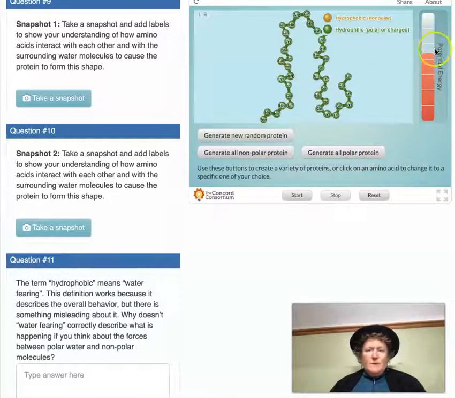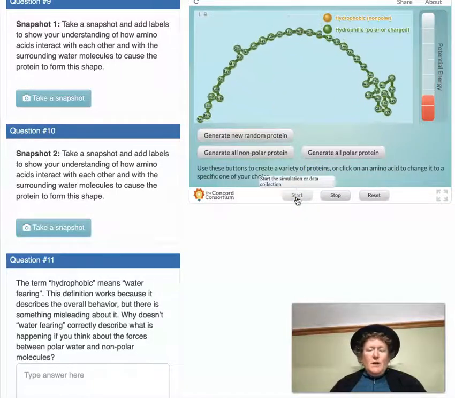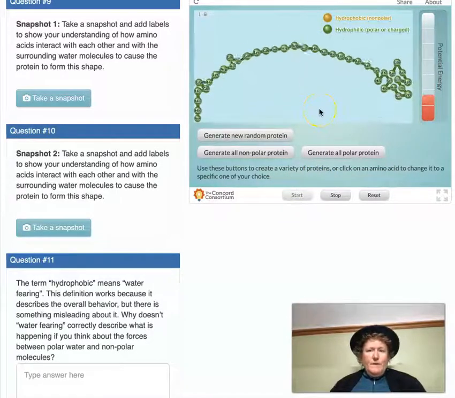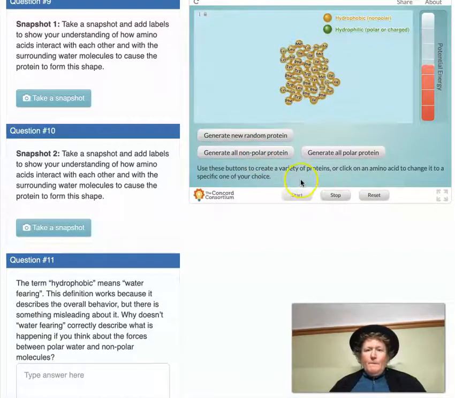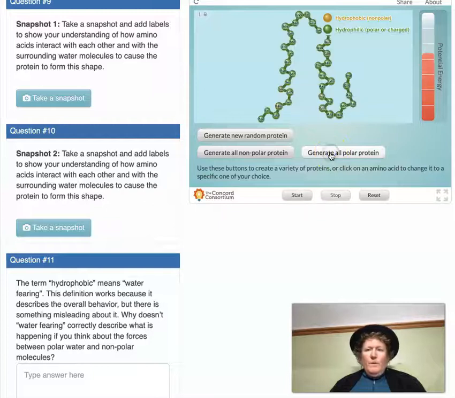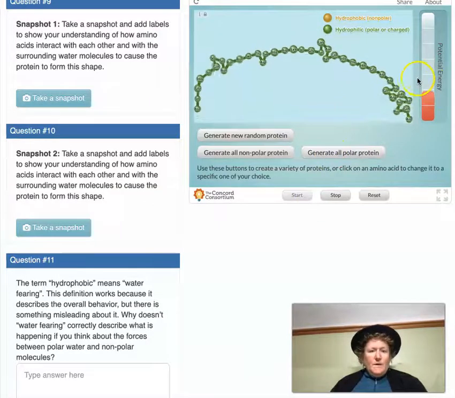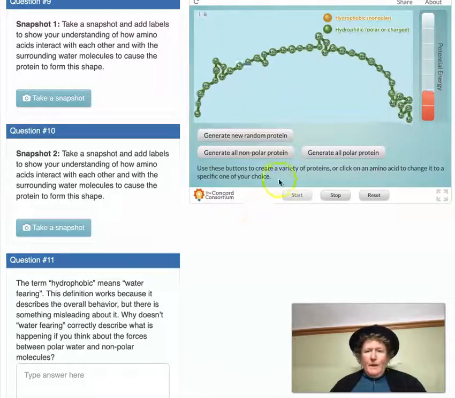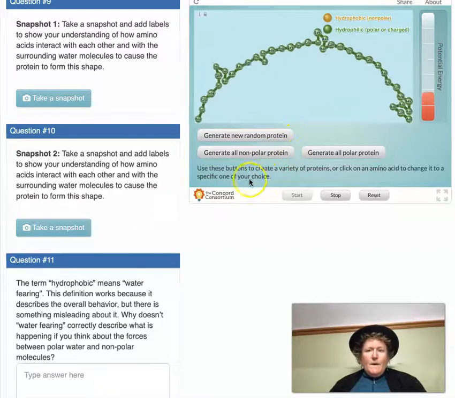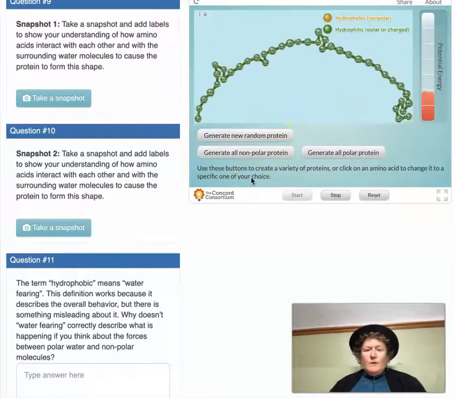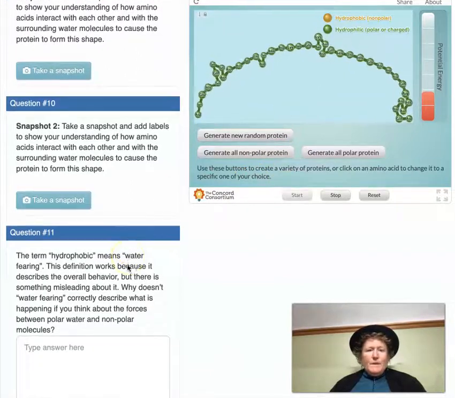We've got this potential energy. Watch what happens, and watch what happens to the shape. They're very different when it's nonpolar versus all polar. And also keep your eye on that potential energy. If you want to, we'll be able to generate our own protein on the next page.